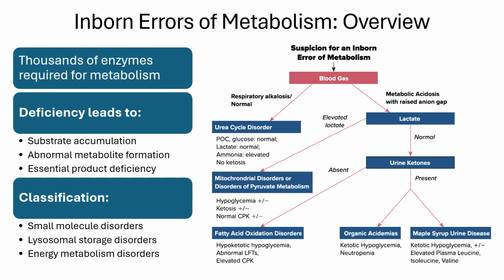Energy metabolism disorders disrupt ATP production through mitochondrial dysfunction or substrate utilization problems. Organs with high energy demands suffer most: brain, heart, and muscle. These manifest as encephalopathy, cardiomyopathy, and profound weakness during metabolic stress.